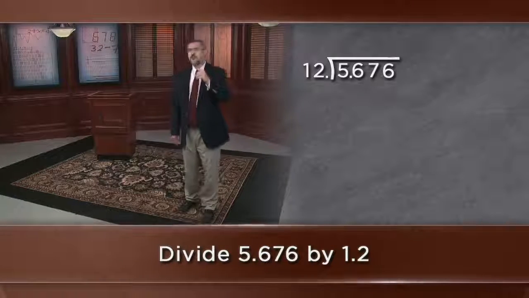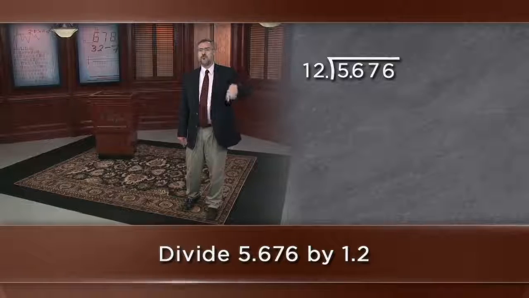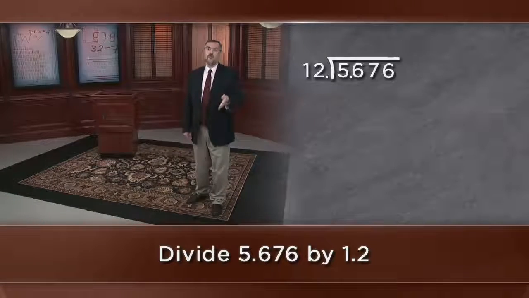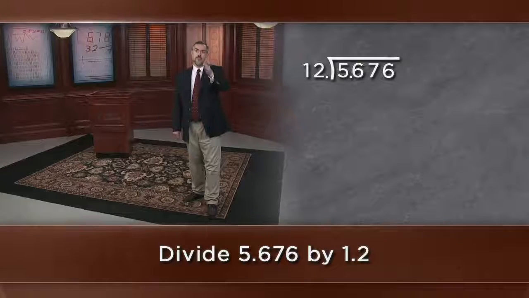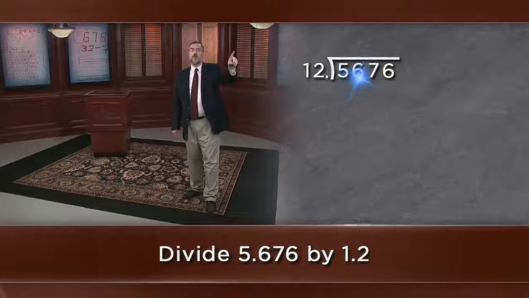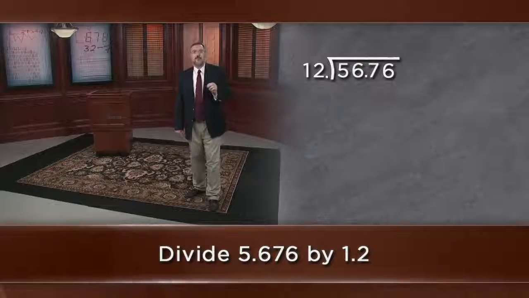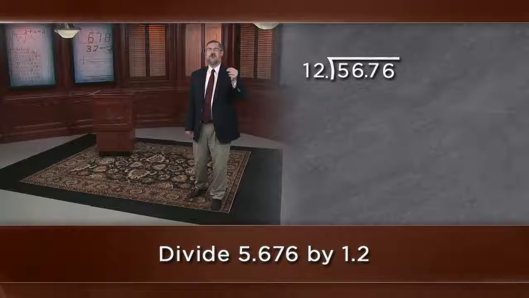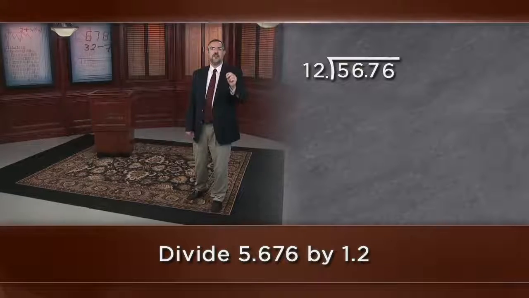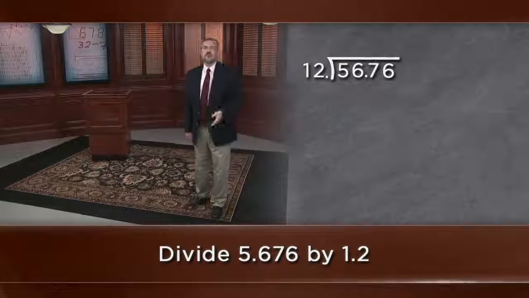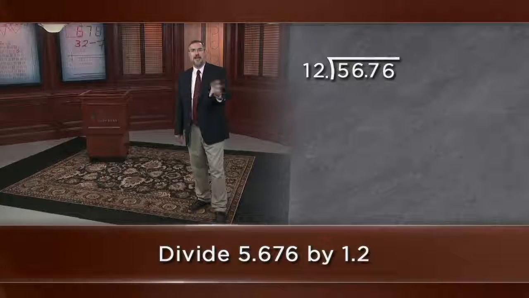But if you're going to move that decimal point in 1.2 over 1 digit to the right, then in order to keep everything even, you have to move the decimal point in 5.676 over to the right 1 place as well. That means that we're basically changing our problem to this. Divide 56.76 by 12.